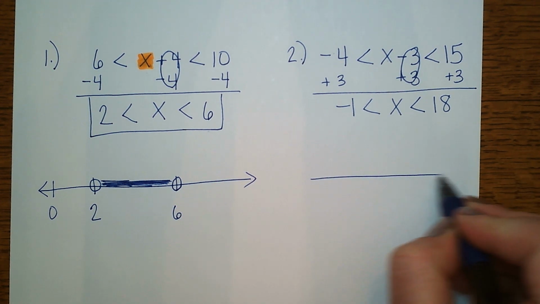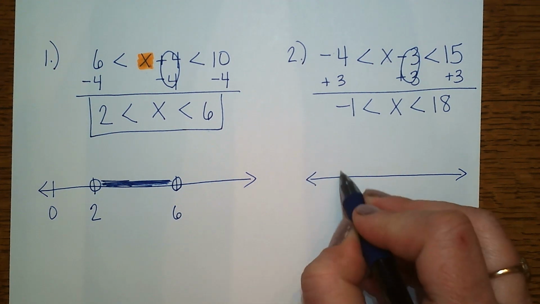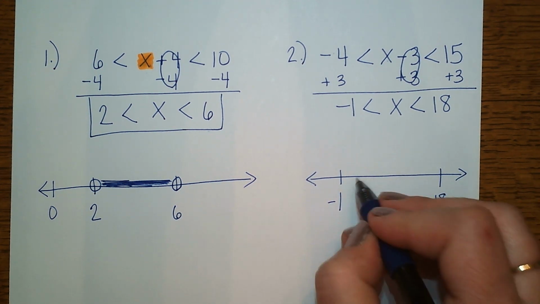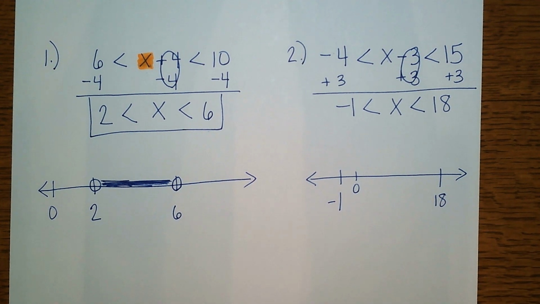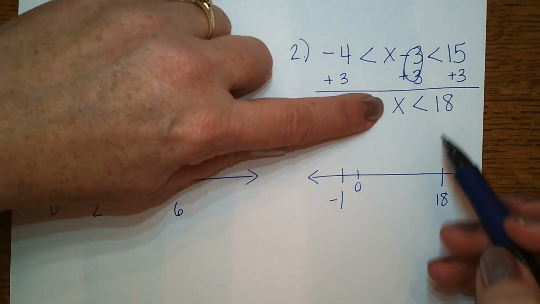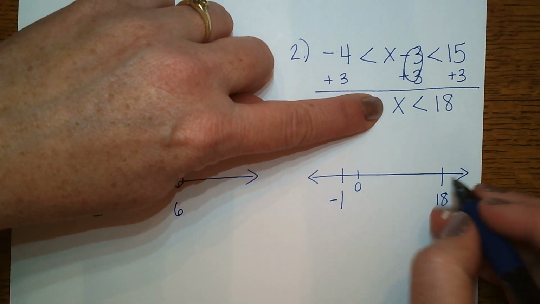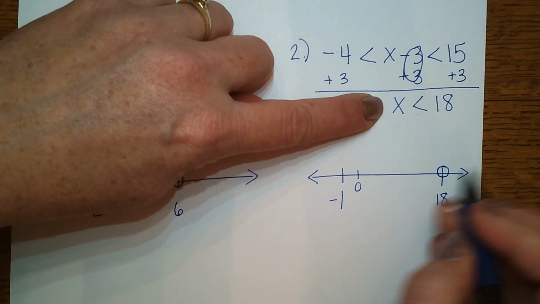Now let's graph. -1. Here's 18, and here's my 0 just as a reference number. I'm going to cover up this part of my answer. X is less than 18. Less than is going to be an open circle.